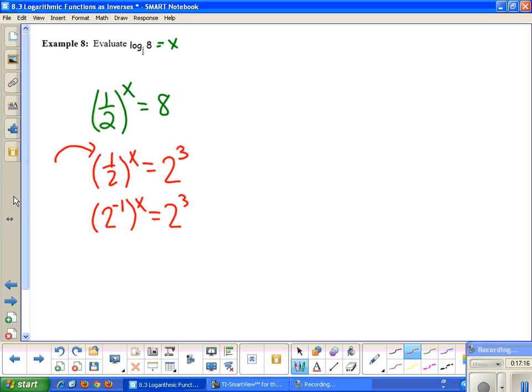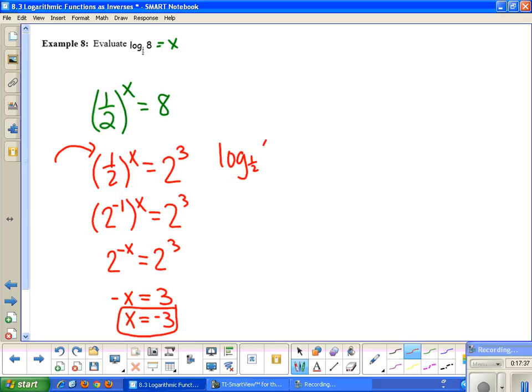So now that I have this, I can use my properties of exponents and just multiply the negative 1 times the x. Now that I have the same base, if the bases are equal, that means the exponents have to be equal. So negative x is equal to 3, so x would be equal to negative 3. So that means that the log base 1/2 of 8 is equal to negative 3.